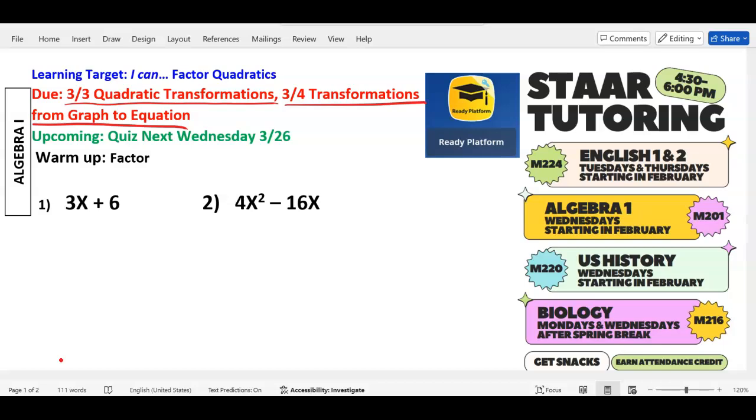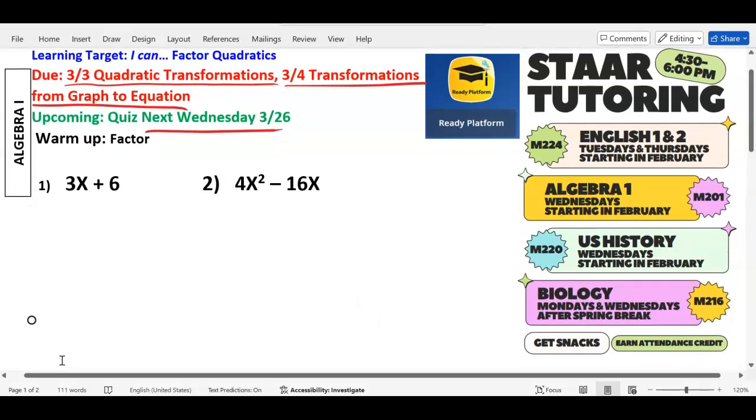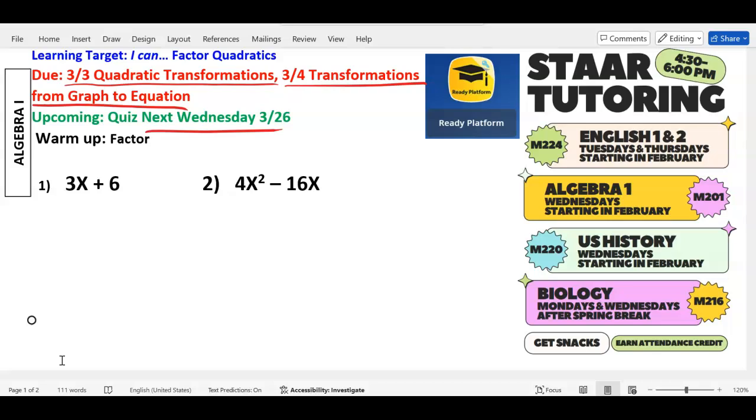But we're going to have a quiz next Wednesday over this factoring quadratic stuff. Let's get to it, okay? Looking up here. So this is very important. This is the meat and potatoes of what we're doing today.